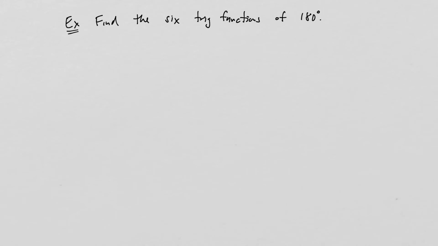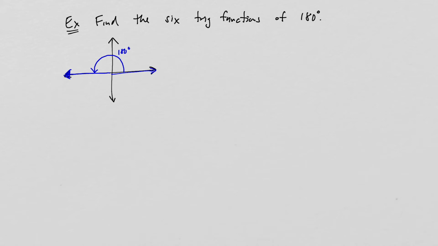In the next example, we look at an example of finding the 6 trig functions of a quadrantal angle. So in this case, we have 180 degrees. So again, to find the 6 trig functions, the first thing I need to do is graph that angle in standard position. So let's see, we're going to start here and we're going to rotate 180 degrees, which is going to bring us over to here. So here is the terminal side.